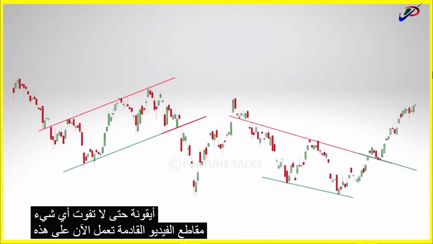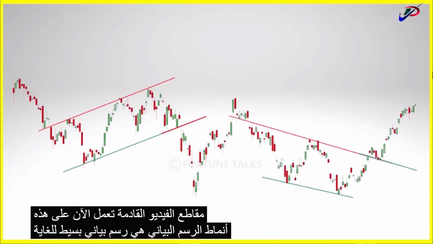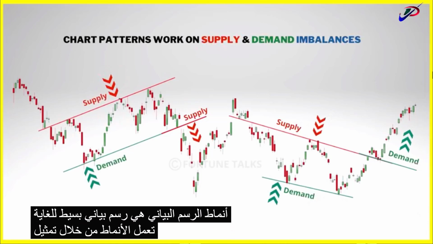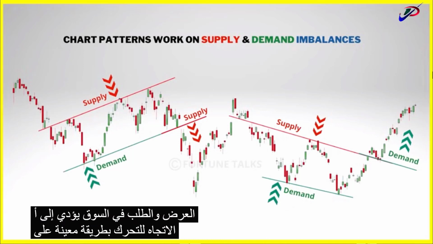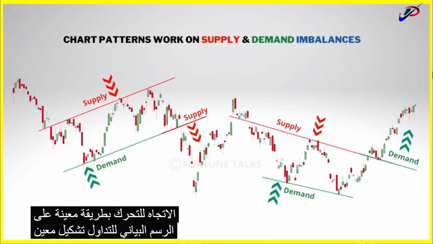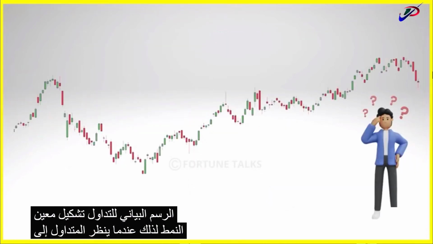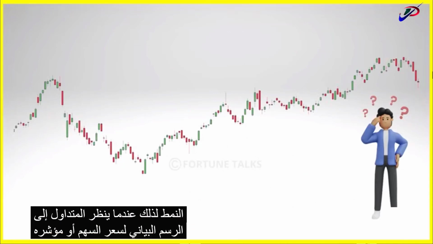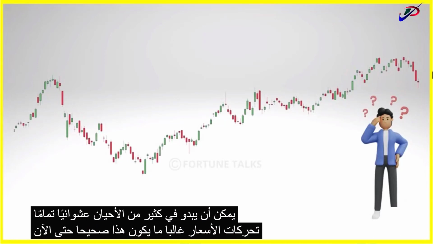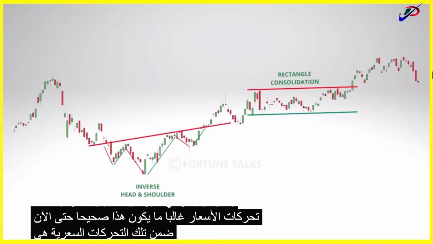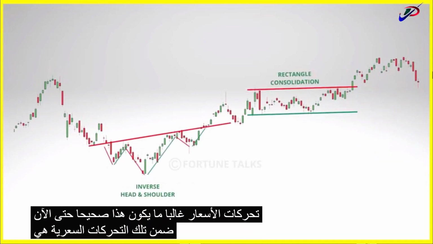Now the working of these chart patterns is quite simple. Chart patterns work by representing the market's supply and demand. This causes a trend to move in a particular way on a trading chart, forming a particular pattern. So when a trader looks at the price chart of a stock or an index, it can often appear to be completely random price movements. This is often true, yet within those price movements are patterns.